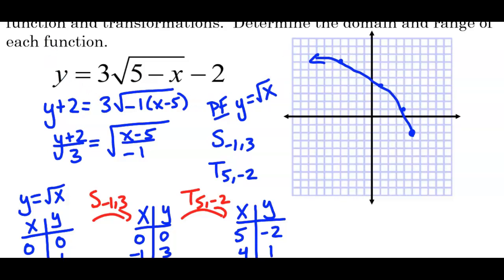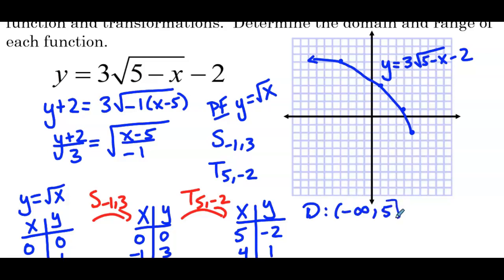Let's try one more time. Looks a little, I don't know if I can get this good. Let's see. All right, that's better. Okay, so y equals 3 times the square root of 5 minus x minus 2. So our domain, working from left to right, is negative infinity to 5. And our range, working from bottom to top, is negative 2 all the way to infinity.